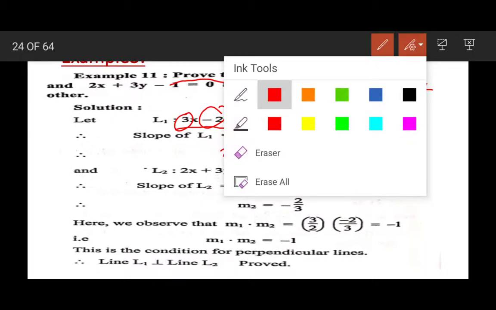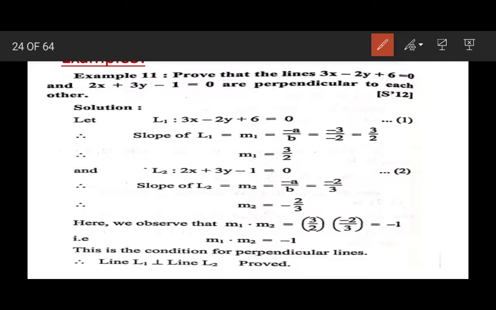Then line 2. Now line 2, let me clear this. So equation for line 2 is 2x plus 3y minus 1 equal to 0. Okay. Then slope of the second line, m2, same formula, minus a upon b. So minus 2 upon 3. So slope is minus 2 upon 3.